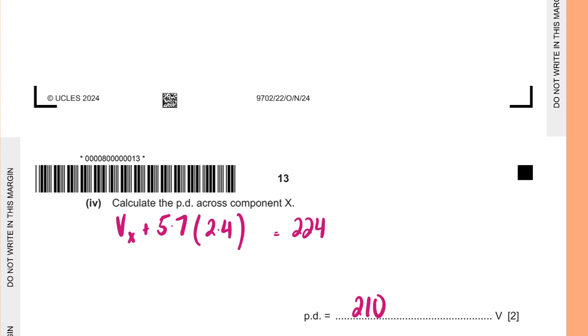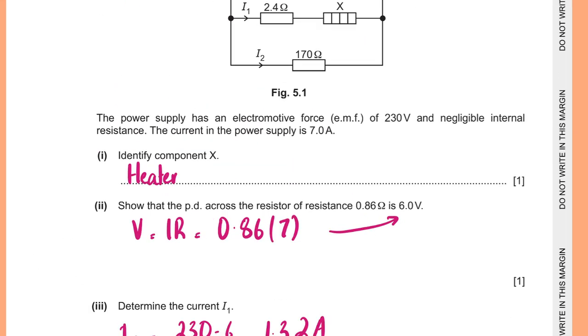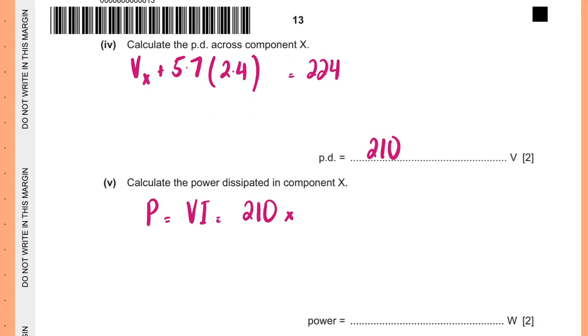Calculate the power dissipated in component X. So for the power, I know the current through the component X, the heater, and I know the voltage across it. So potential difference is 210. Current through X was I1, right? So that's 5.7. Again, for accuracy, I should use my calculator value. I'm just writing this here, but in fact, I'm using my calculator value. So this turns out to be 1200 watts.